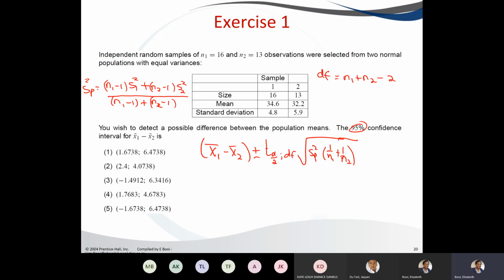How are we doing? Do you have the answer already? Yes, Tiffany, this will be a multiple choice question. You need to select which one is the correct one.